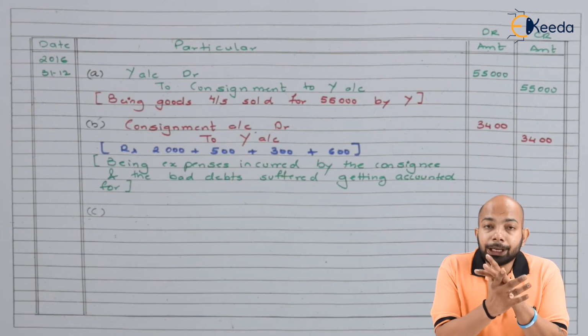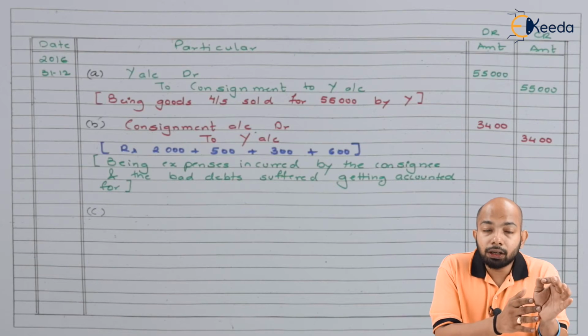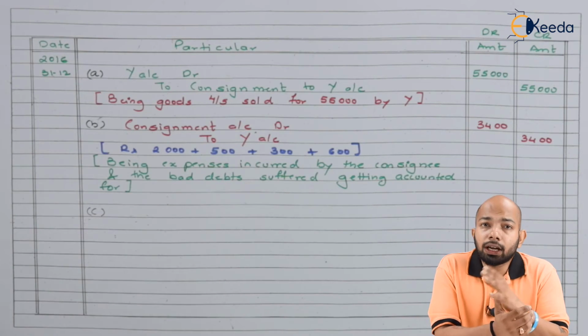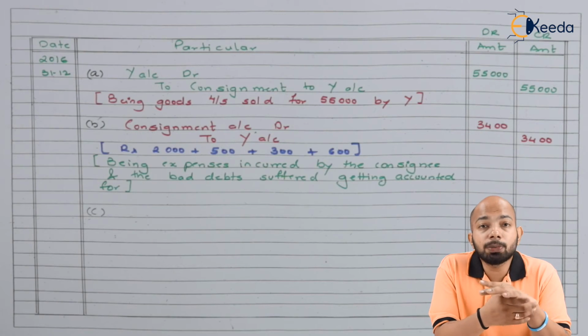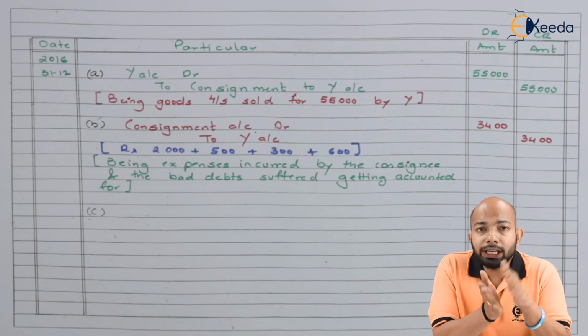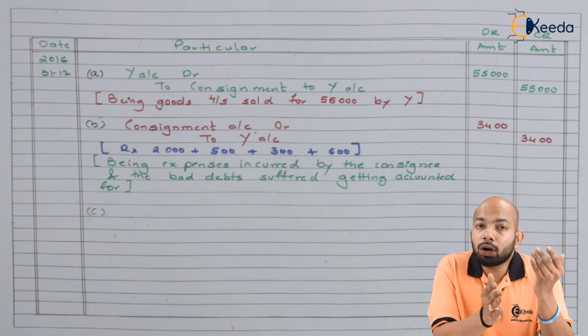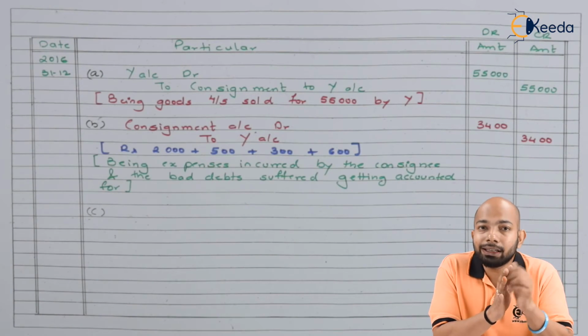Hence, the entry that we have mentioned here is consignment to Y account debit to Y account. The amount of 3,400 has been mentioned, and individually the bifurcation of 3,400 has also been mentioned in the entry for your reference.